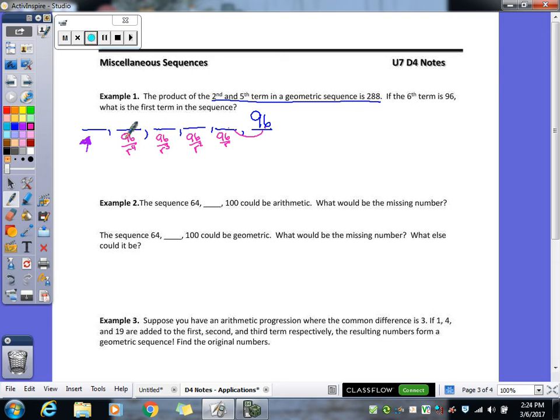So now what I can do, my second term times my fifth term needs to equal 288. So let's multiply across. So 96 times 96 is 9216 over r to the fifth equals 288. So we'll put this over 1 so we can cross multiply.